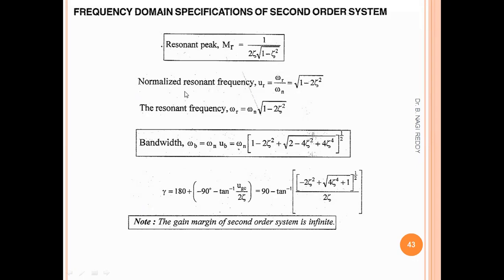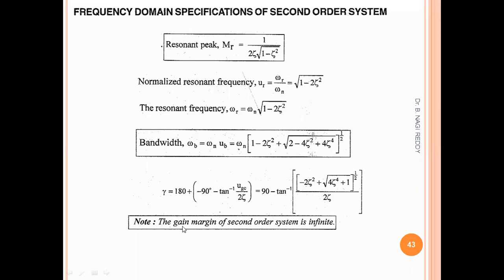And the resonant frequency can be calculated as omega r equal to omega n into square root of 1 minus 2 zeta square. So omega r is nothing but the resonant frequency at which the resonant peak occurs. And the bandwidth can also be calculated as omega n into [1 minus 2 zeta square plus square root of 2 minus 4 zeta square plus 4 zeta power 4] to the power 1 by 2. Under root is also written as power 1 by 2.